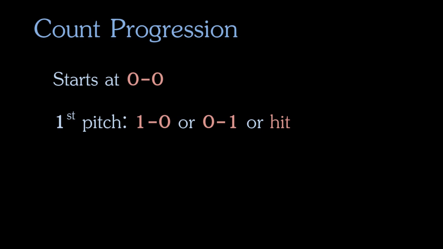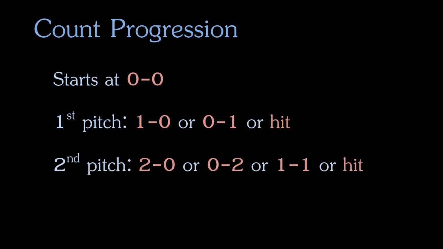If he does not hit the ball into fair territory, depending on whether the first pitch was a ball or a strike, the count could either move to 2-0, to 0-2, or to 1-1, 1 ball and 1 strike. Or again, the batter could hit the ball. So I think you can see where this is going. The batter can end the at-bat by hitting any pitch into fair territory, or he can continue taking balls and strikes until it reaches 3 balls and 2 strikes, which is what we refer to as a full count.